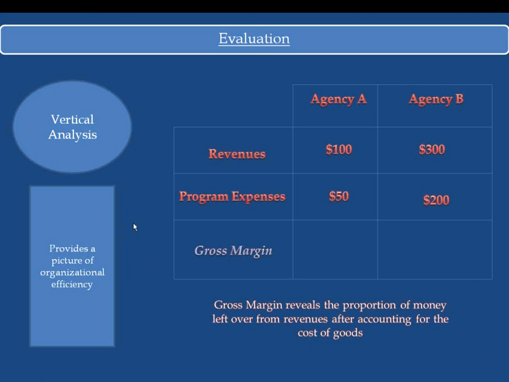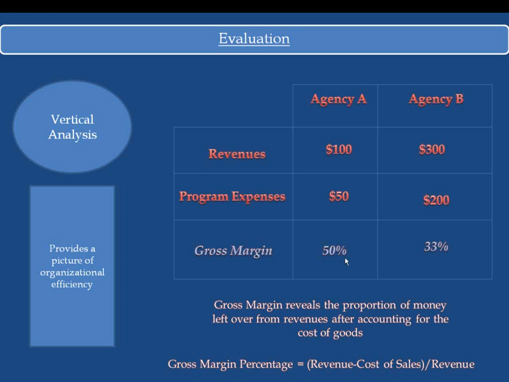Gross margin. Gross margin is revenue minus the cost of goods or the program expenses, divided by the revenue. Agency A has a gross margin of 50%. Agency B has a gross margin of 33%. That means that they're not running as efficient an agency as Agency A. Okay, so there you go.